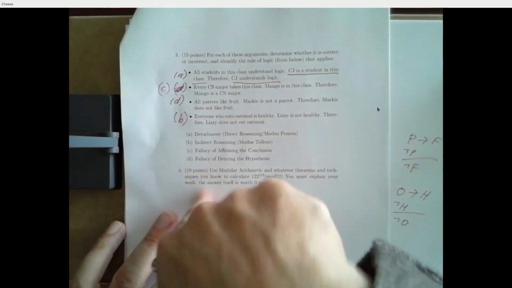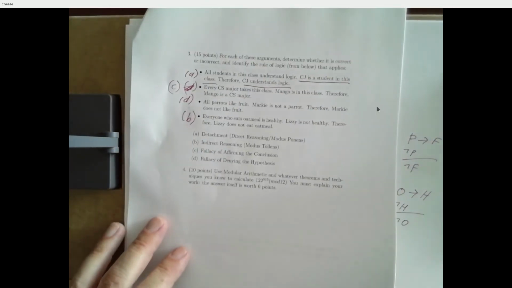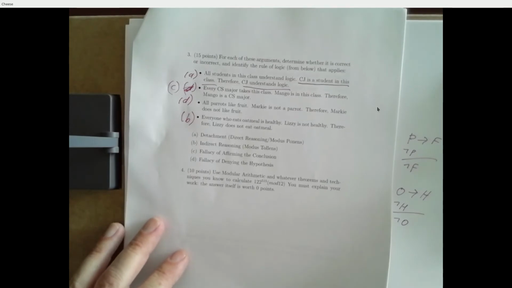All right, does that make sense for 3? All right. Other ones in particular, or should we just go through in order? So let's just keep going from here. Using modular arithmetic or whatever theorems you know, do this calculation. So what did you use for this? What theorems or techniques? Exponentiation. Modular exponentiation, right? Anything else? I used Fermat's little theorem.